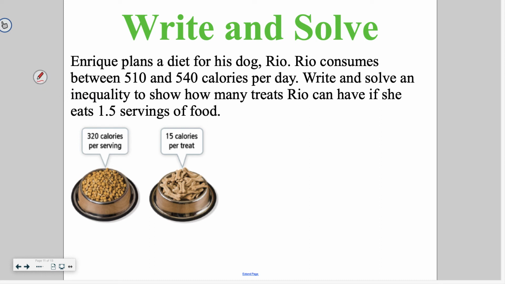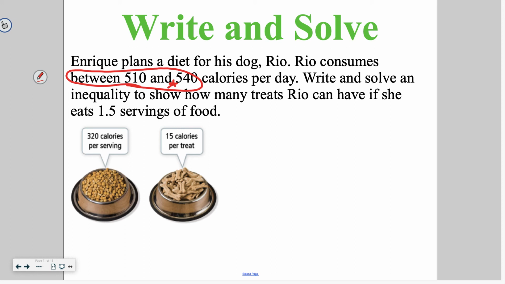This one, Enrique plans a diet for his dog Rio. Rio consumes between 510 and 540 calories per day. Write and solve an inequality to show how many treats Rio can have if she eats 1.5 servings of food. So the first thing you want to make sure you're decoding in these kind of word problems is it going to be an and or an or? In this case, it's saying between 510 and 540. We've got the word and in there telling me it's going to be an and inequality.